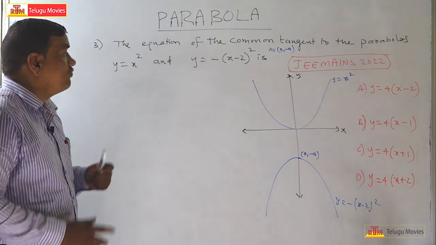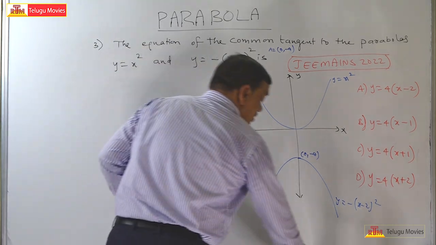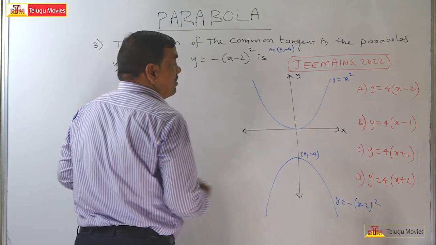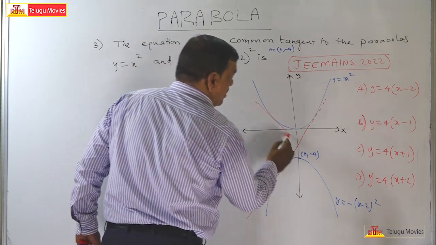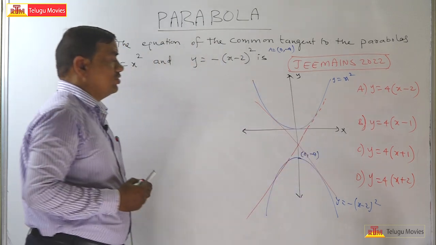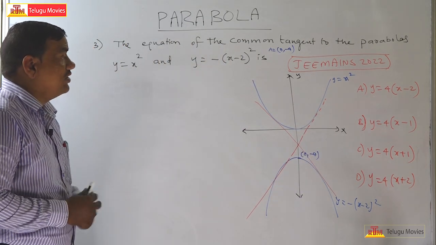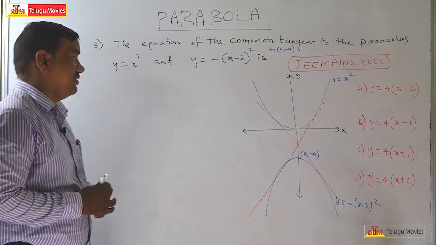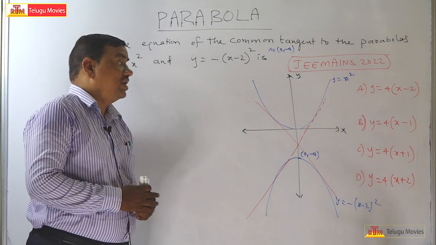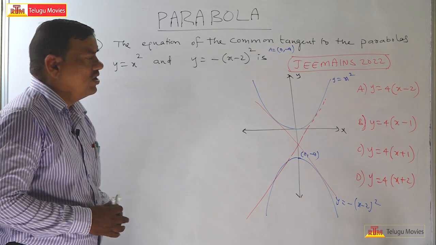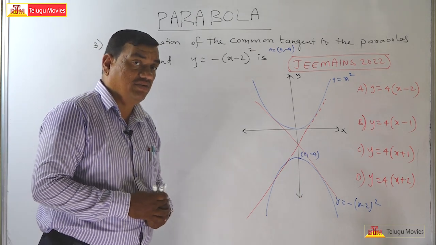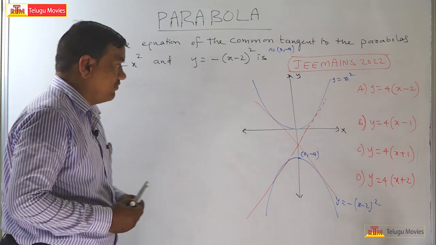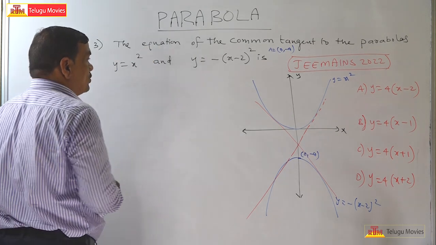Now, we want to find out the equation of the common tangent. The common tangent means maybe this side, this is a common tangent, this is also a common tangent. Both are there. So we have to find out the equation of the common tangent. Options are also readily available. Then how to do this? It is a very easy problem. If you go by parametric equations, the problem will be easy. So, let us see that solution.